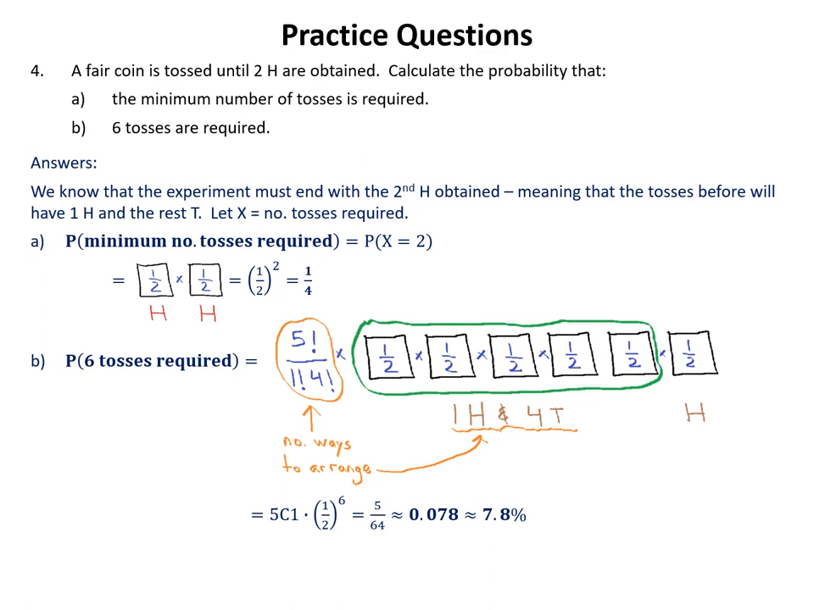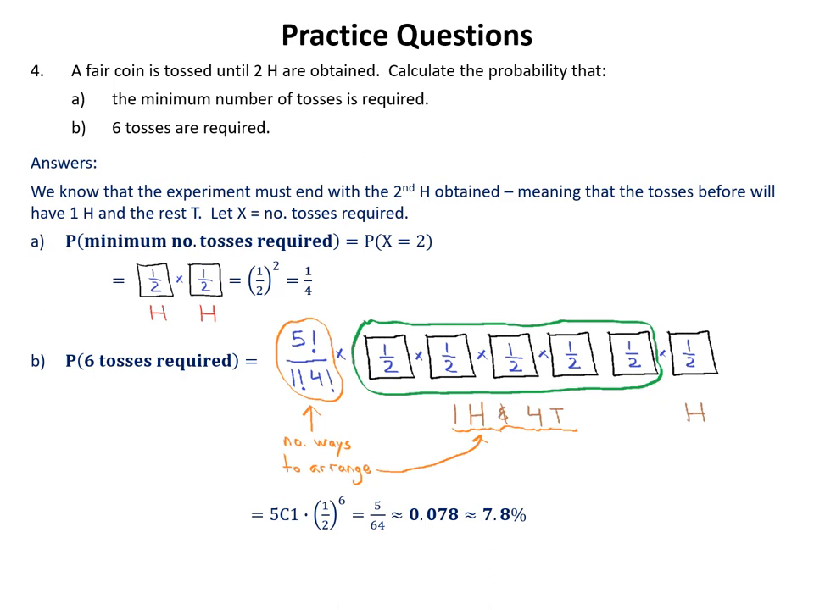For part B, we're asked to find the probability that 6 tosses are required. Now this is more complicated because there are many more ways than this can happen. In part A, there was really only one sequence that we could get to get the minimum number of tosses. The first toss had to be heads, the second toss had to be heads. This time, we're talking about 6 tosses, exactly 6 tosses, of which 2 are heads, and therefore 4 are tails. Now, there's a lot of variation possible in terms of what some of these tosses are, in terms of whether they can be heads or tails.